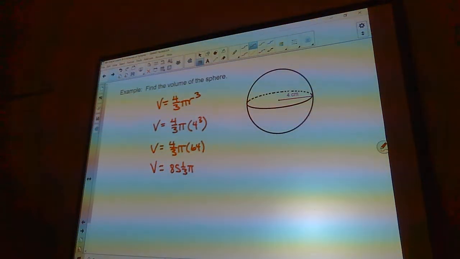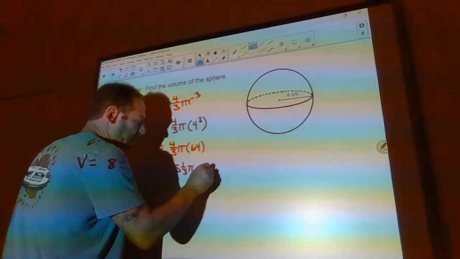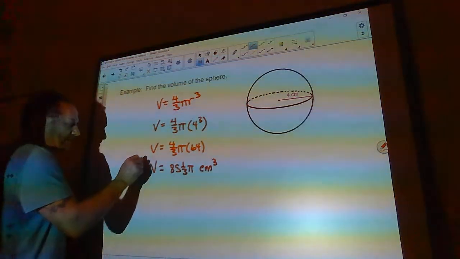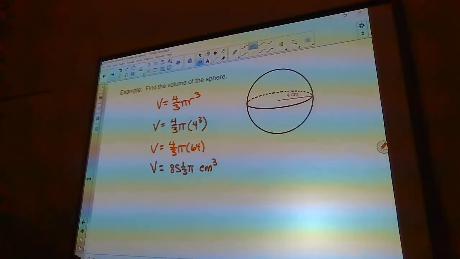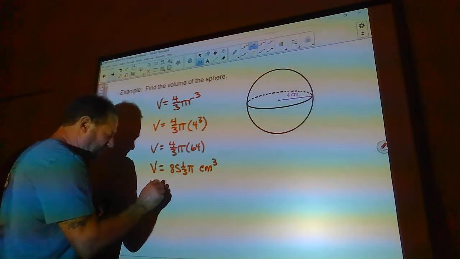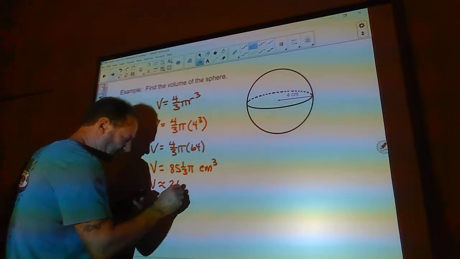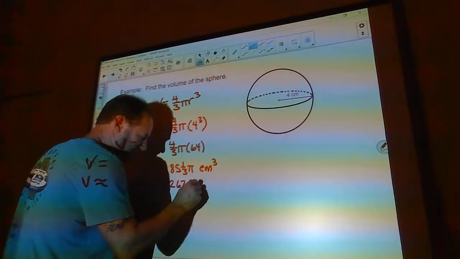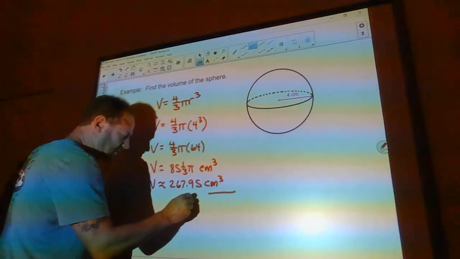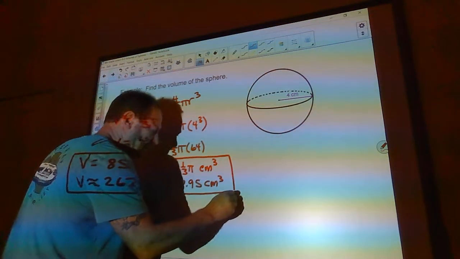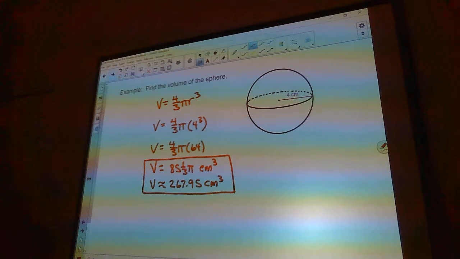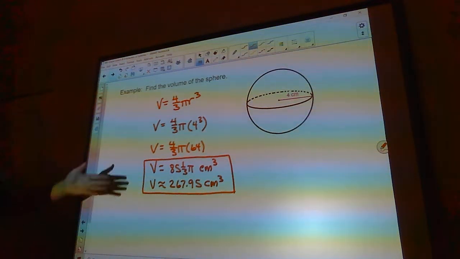Now that's my exact answer. Cubic centimeters. Remember that's cubic centimeters because I'm measuring volume. Now, that's not really 100% useful, so I'm going to go ahead and multiply by 3.14. This is going to be approximately 267.95 cubic centimeters, which is not as accurate, but it's probably accurate enough, and it's a much more useful number. So there's my volume. Pretty easy to do.